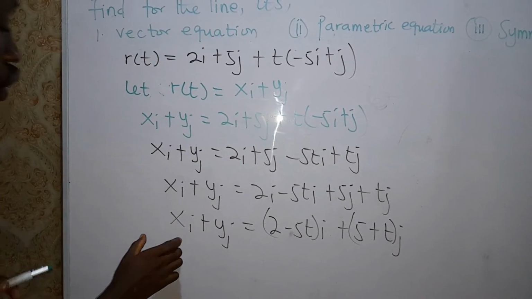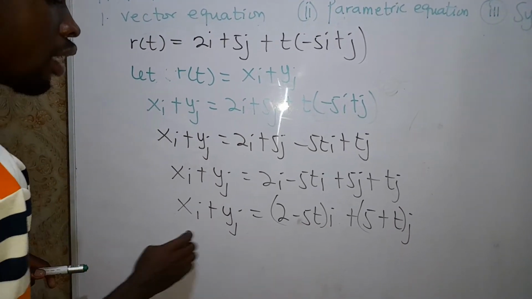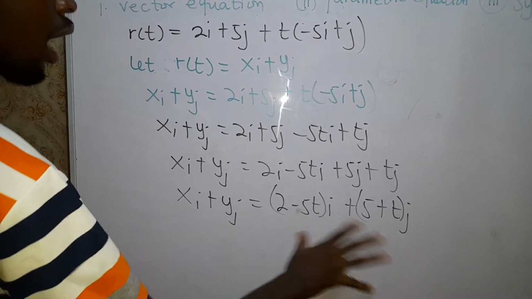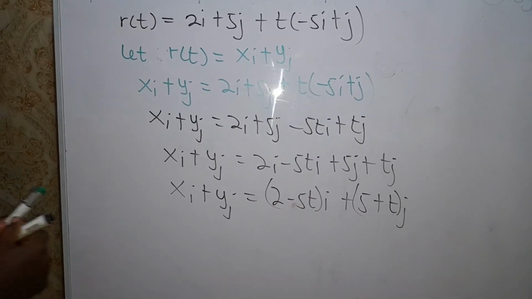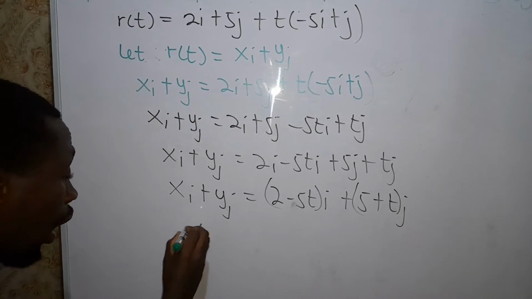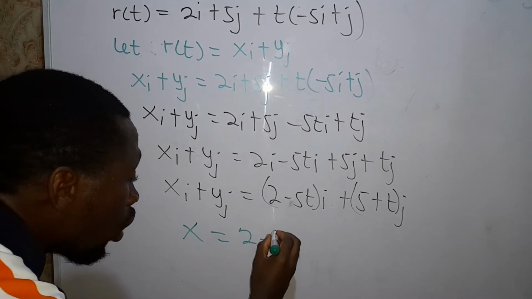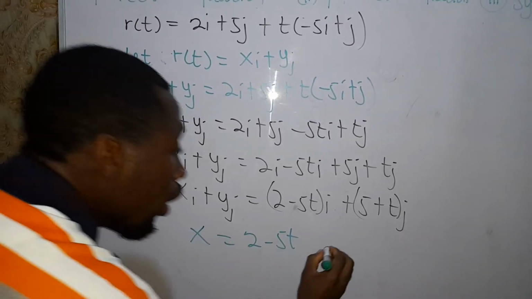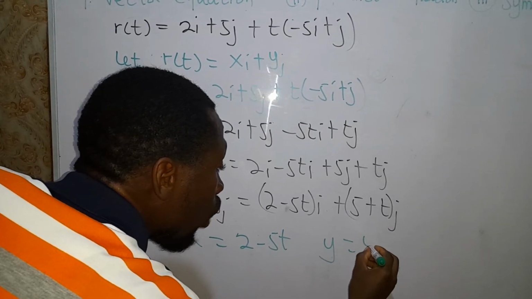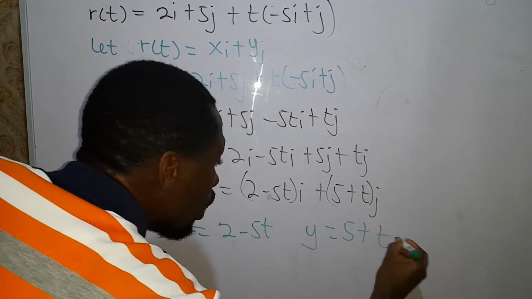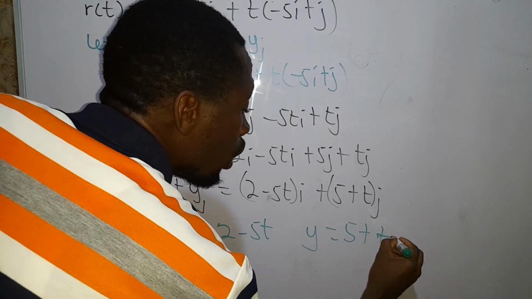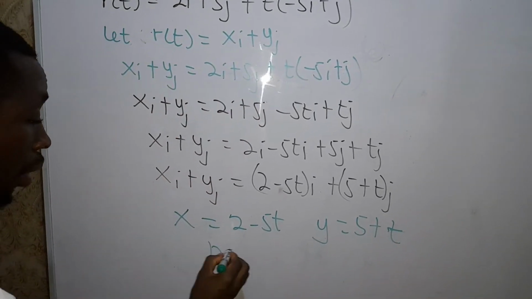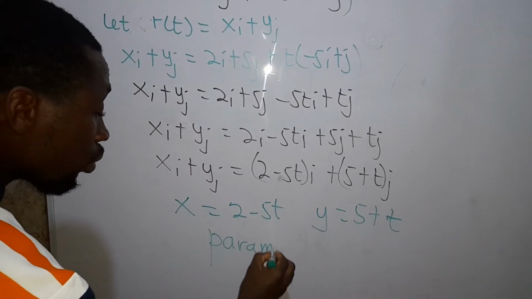Now, since we're able to do that, you see that the terms carrying the i's are equal, since both sides of the equation are equal. So we can say that our x is equal to 2 minus 5t, and our y will be equal to 5 plus t. Then this becomes the parametric equation of the line.